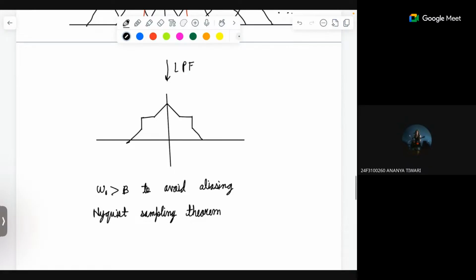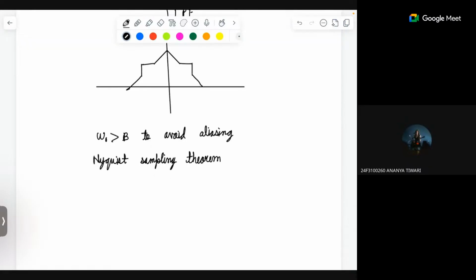Yes, ma'am, that I understood. But if we already know the signal which we are going to get, why not just take the X(jω) as our signal?